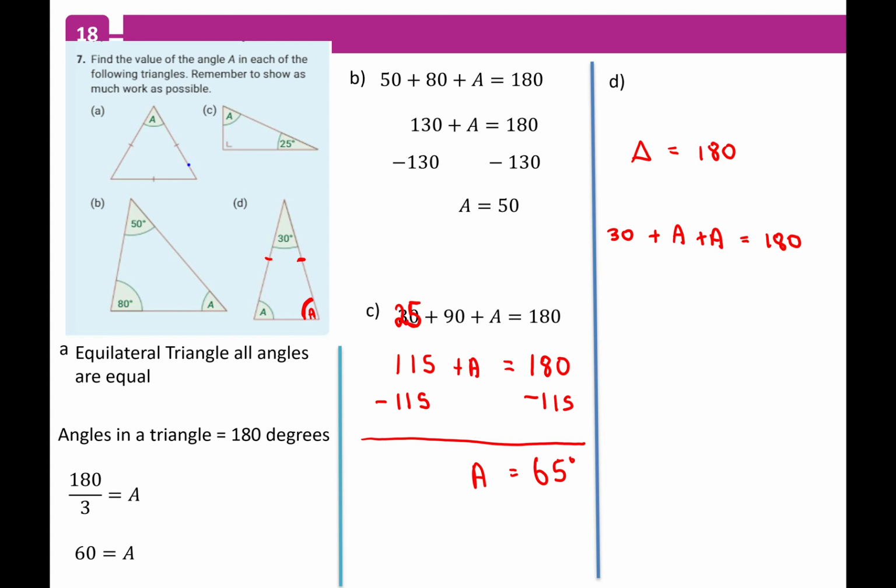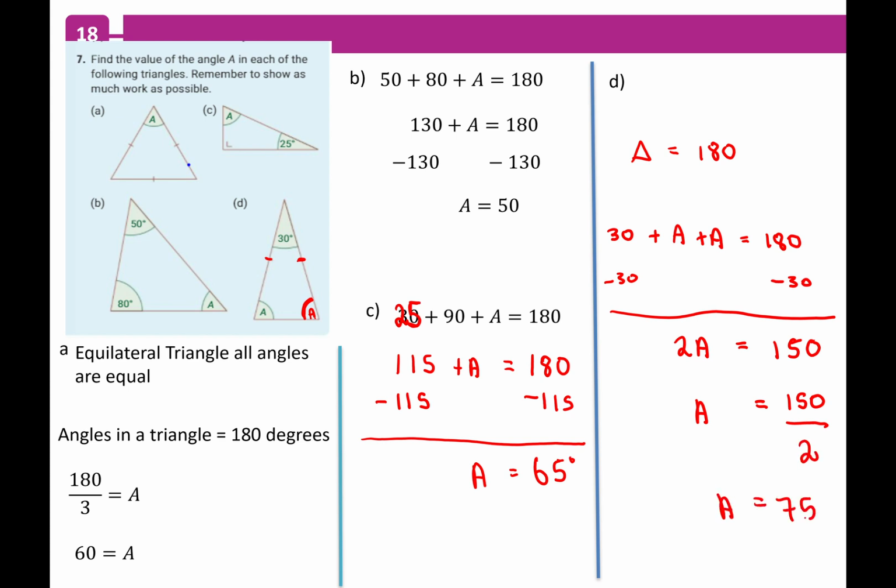To find our unknown angles, I will subtract 30 from 180 degrees. This means that our two unknown angles, which are the same size, equal a total of 150 degrees. If both angles are the same size and equal 150 degrees, to find one of the angles, we divide our value by 2. A is equal to 75 degrees.